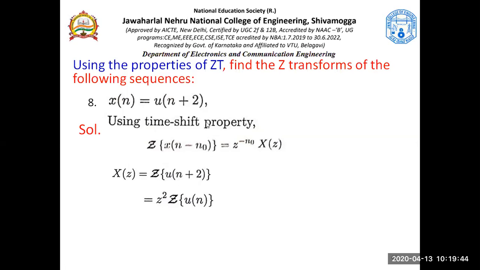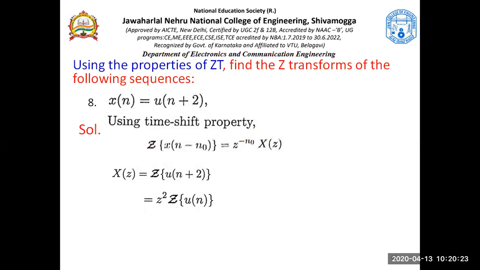So don't get confused between this X of z and this X of z. This is X of z of this x of n given. Don't mistake between these two. Maybe we can avoid this and just say z transform of u of n plus 2. The z transform of u of n plus 2 is z to the power 2, because the z transform of x of n minus n naught is z to the power minus n naught into X of z, because the shift is minus n naught. Here the shift is plus 2, so it is plus 2 into X of z, which is the z transform of x of n. So it is going to look like z squared times the z transform of u of n.